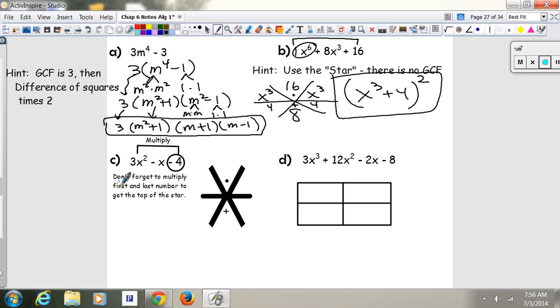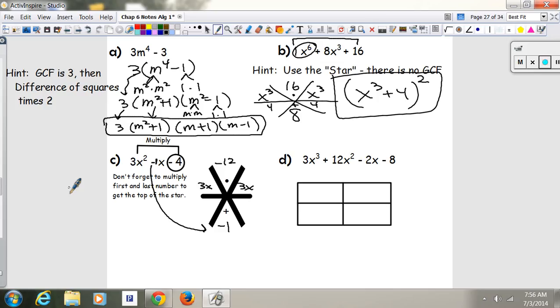Okay, so letter C, don't forget to multiply the first and the last number to get the top. So 3 times negative 4 is negative 12, and negative 1 here will go on the bottom. And 3x goes on the top because x times x will give me the x squared this time. I'm going to leave the 3 there because I'm going to reduce one of them.